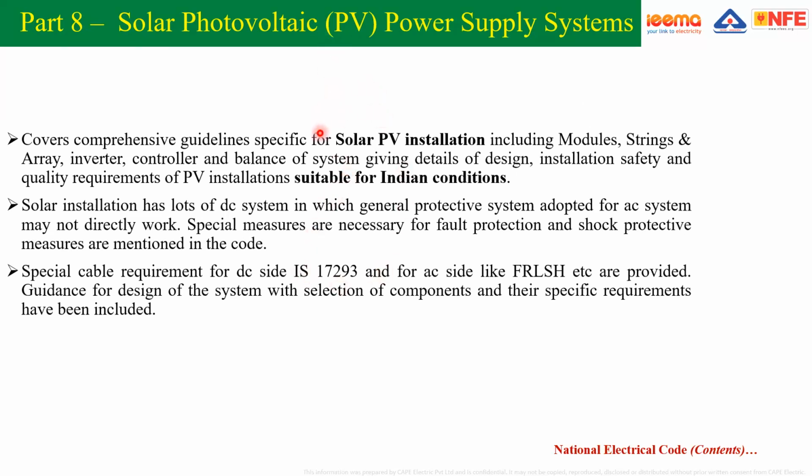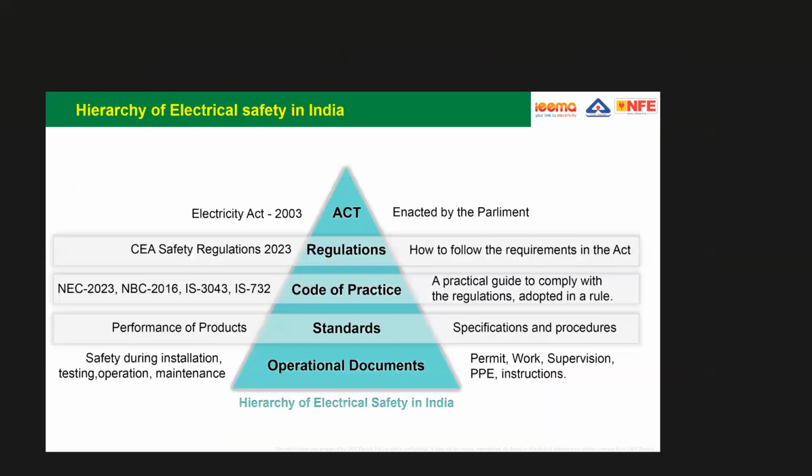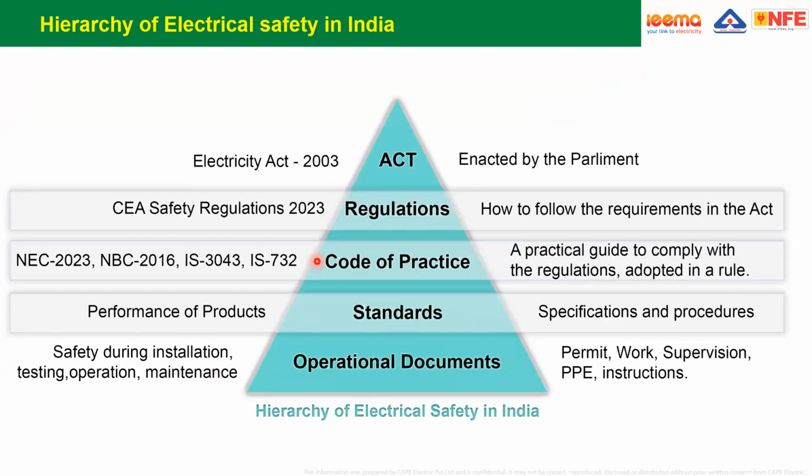Basically, I will go through the different requirements of NEC in the next slides. So what we have seen so far is the presentation started with the hierarchy of electrical installation or electrical safety. For electrical safety, the most important is the Electricity Act, which is passed in the Parliament. Based on the Act, the regulations are made by Central Electricity Authority, and based on the regulations, the code of practices and standards are made mandatory.